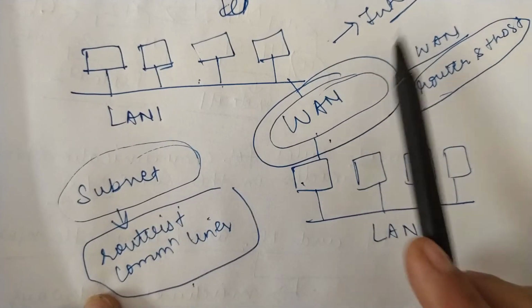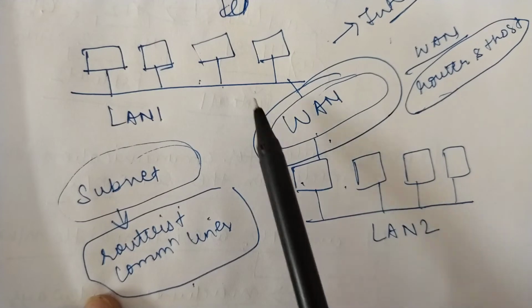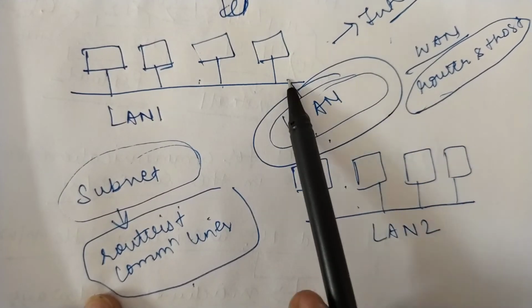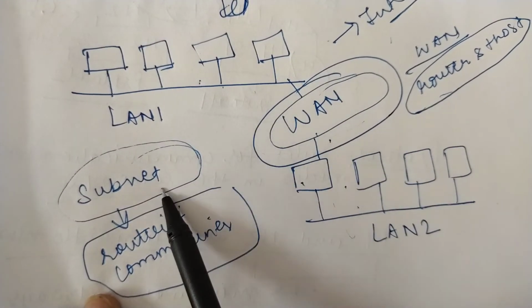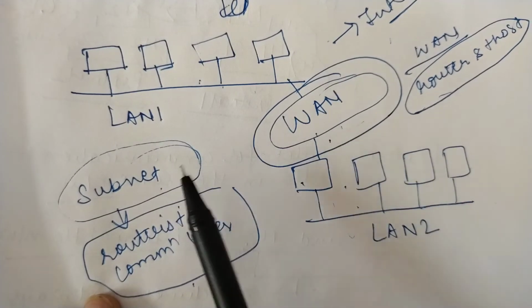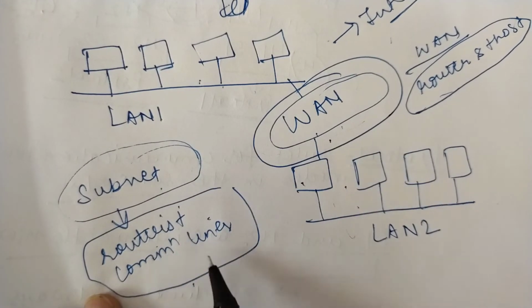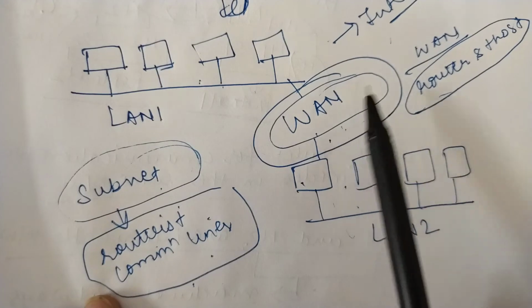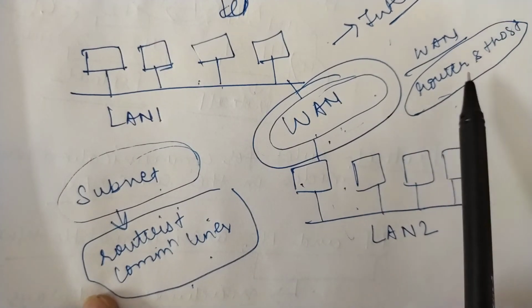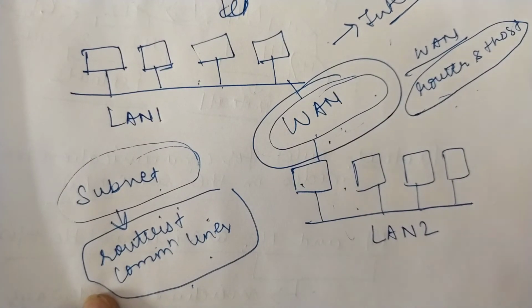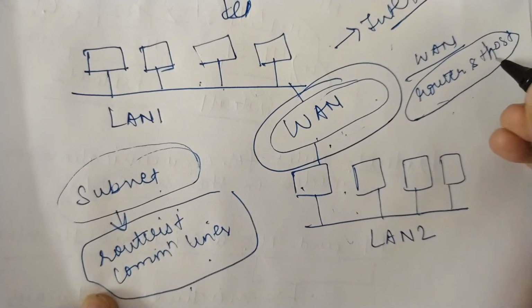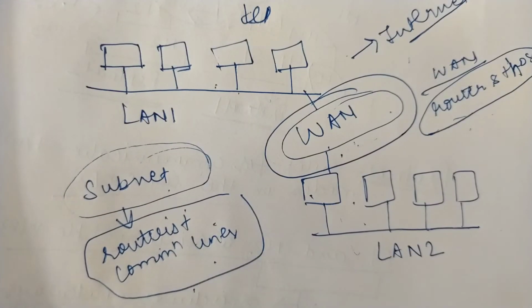But in case of an internet, you have different LANs connected by a WAN. And the difference between a subnet and a WAN is that a subnet will consist of only routers and communication lines, whereas a WAN would consist of both the routers and the hosts. This is the difference between a subnet and a WAN. So when two LANs are connected using a WAN, such a configuration is known as an internet.